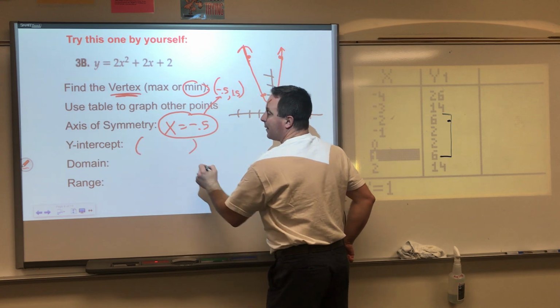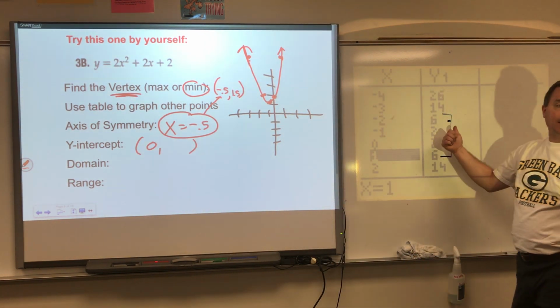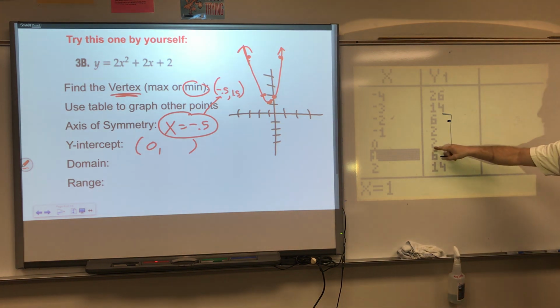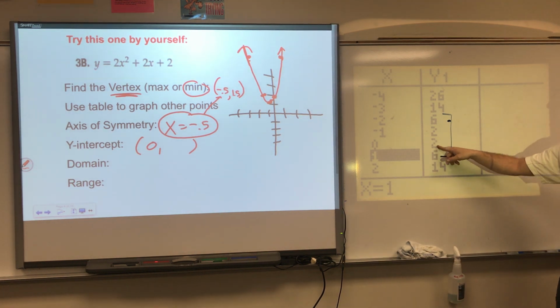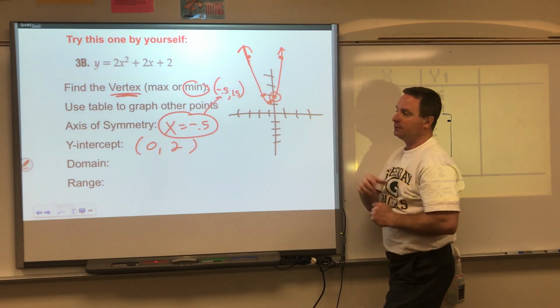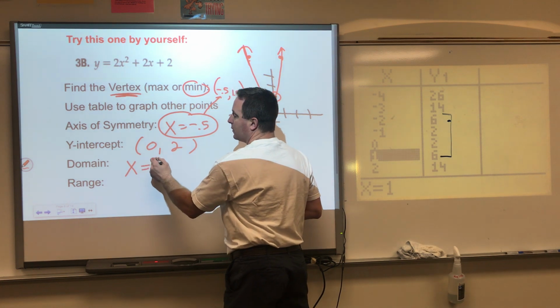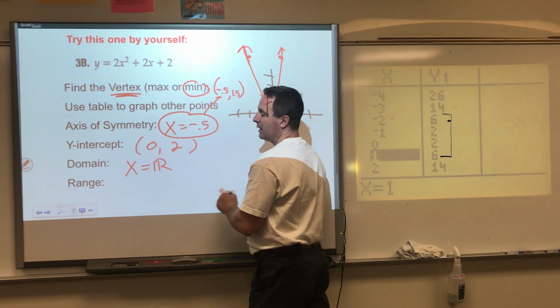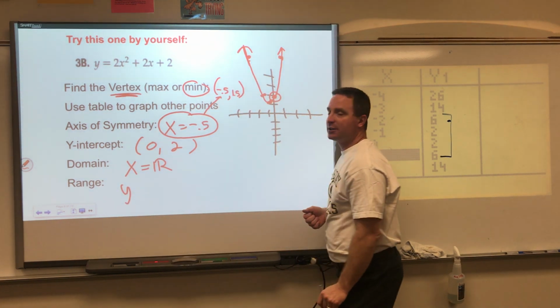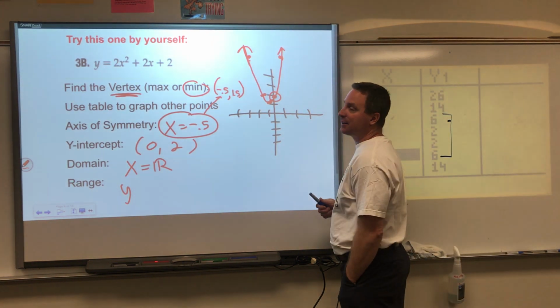The y-intercept is the value of y when x equals 0. Well, we can get that off our table. When x is 0, the y value is 2. It crosses the y-axis at 2, and we can certainly see that right there. The domain, x always equals all real numbers. And the range is always going to be y, and y is going to be greater than or equal to, or less than or equal to something.